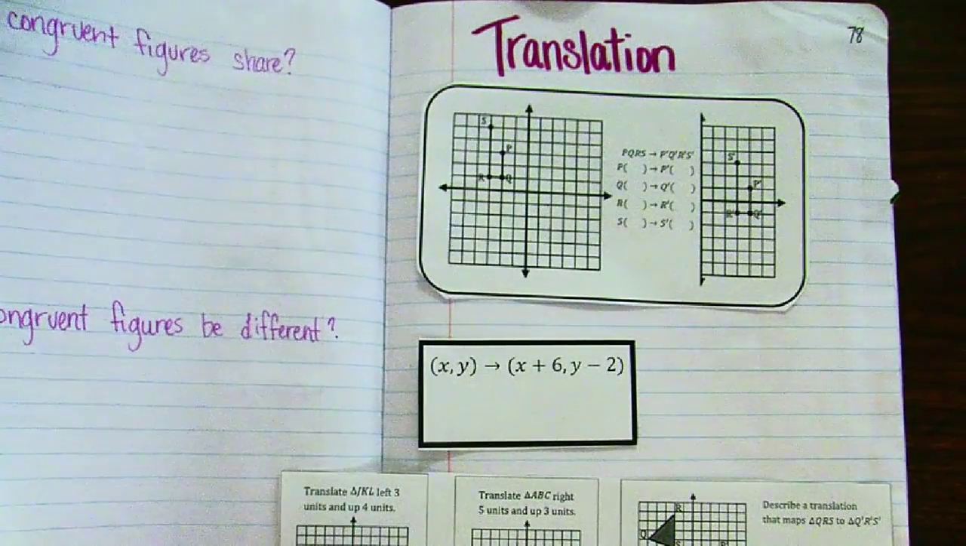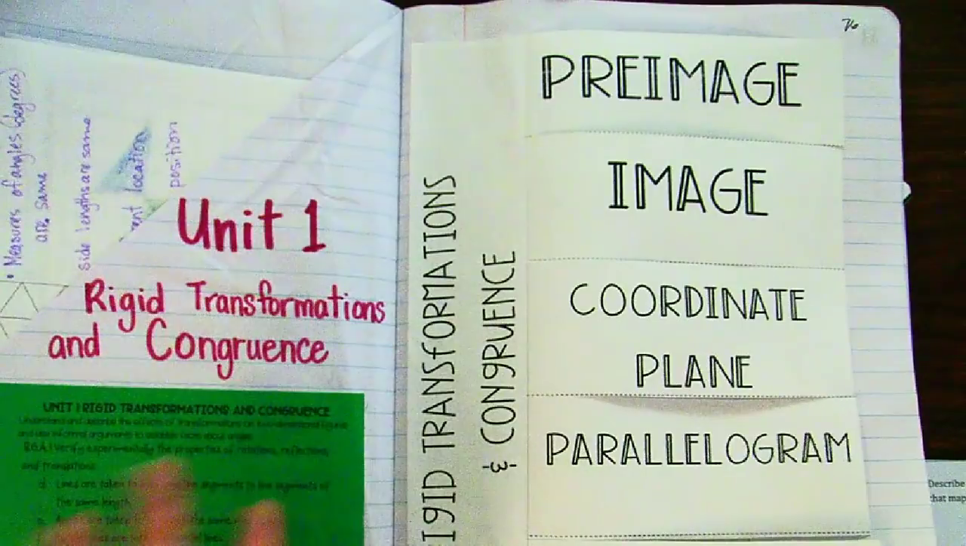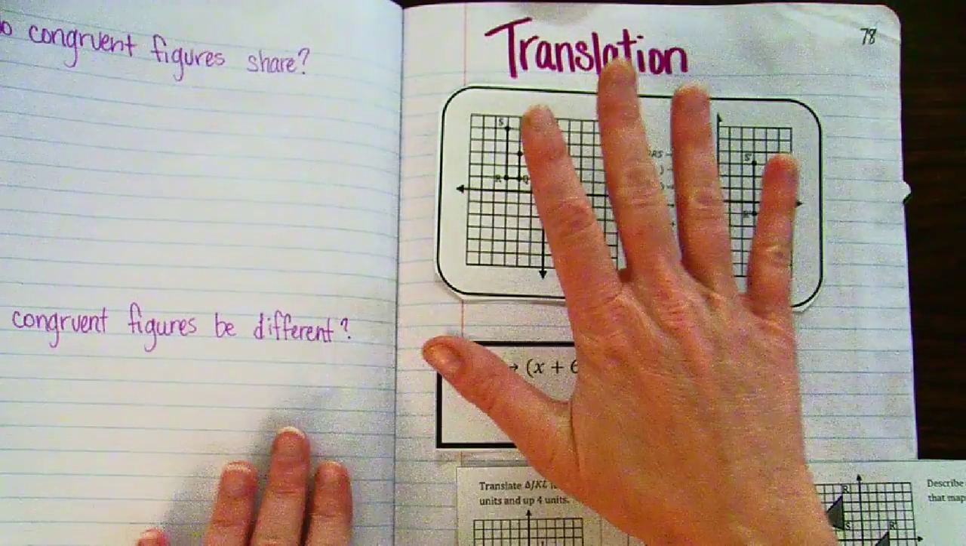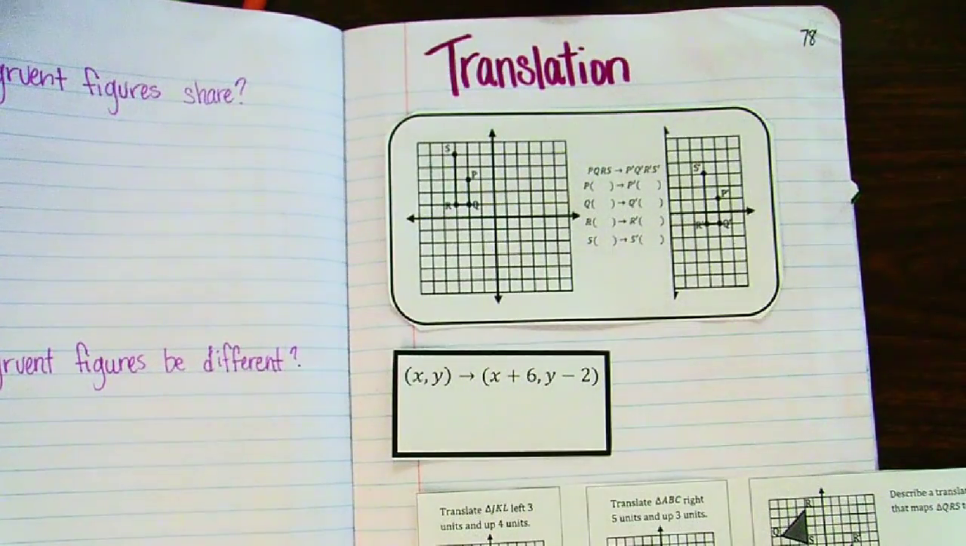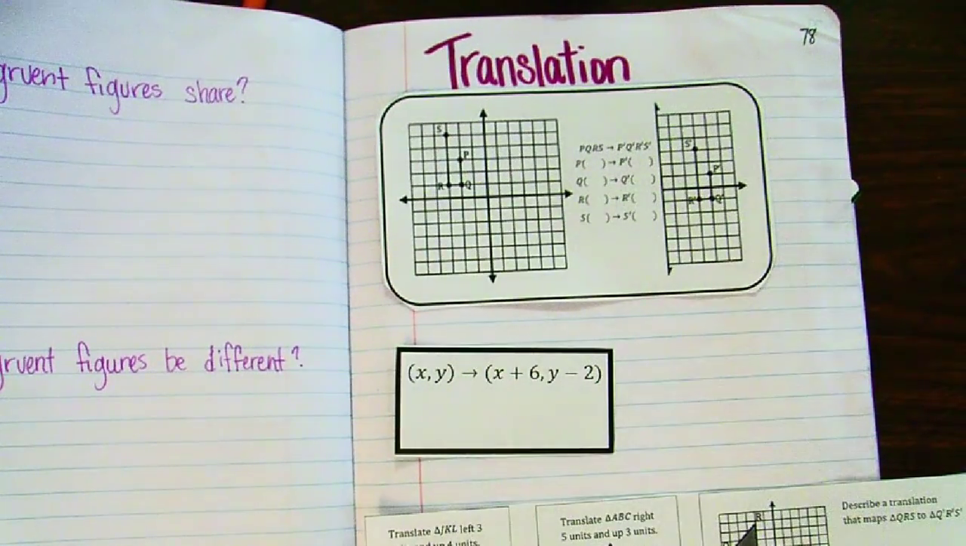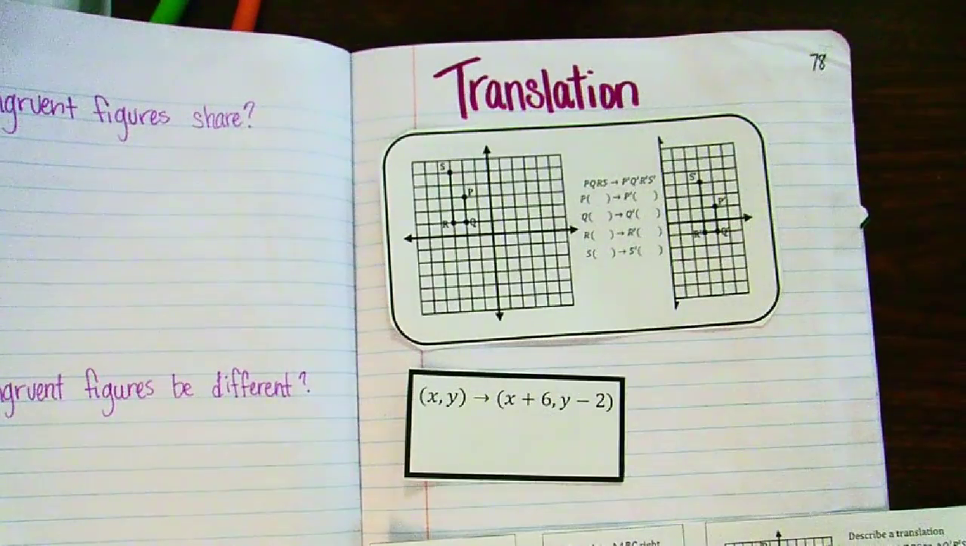And on the next empty page in your Unit 1, so I've got my Unit 1 here, just find an empty page. This happened to be page 78 for me. It'll probably be different for you, and that's just fine. So on page 78, we're going to take these 3 things and learn about translations, summarize translations for ourselves.